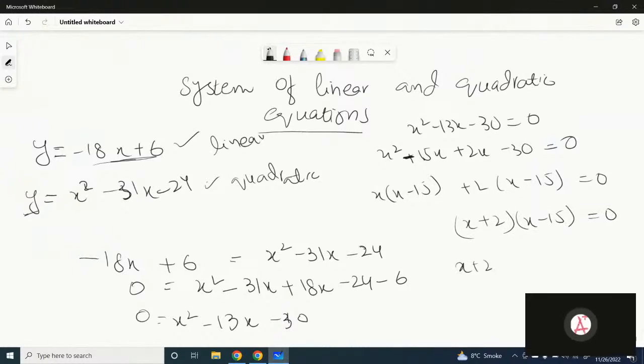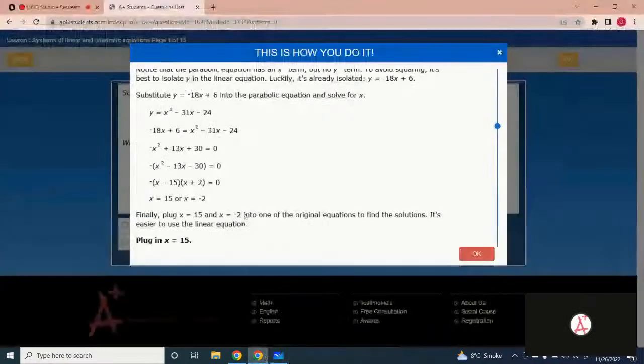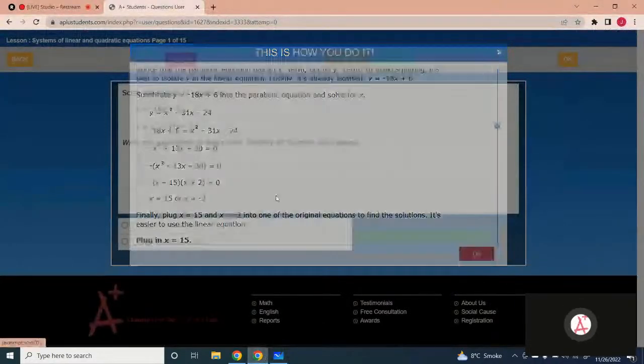So x plus 2 equals 0 and x minus 15 equals 0. So you have two values for x: x equals negative 2 and x equals 15. Got it? So select the correct option and click on the OK button. Got it? The two values are negative 2 and 15. So just select the correct option and click on the OK button.